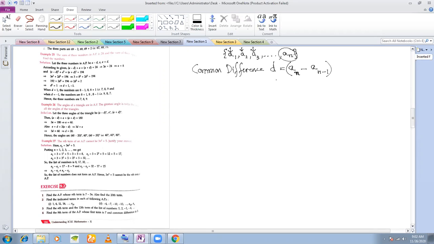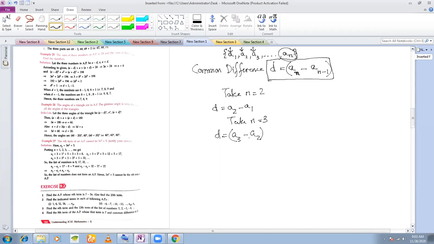How do you determine the common difference from the nth term? This is your expression for the nth term, the common difference in terms of the nth term. Take n equal to 2, you get D is equal to A2 minus A1. Take n equal to 3, you get D is equal to A3 minus A2, and so on. And this will continue for various values of n. So that is what I have.